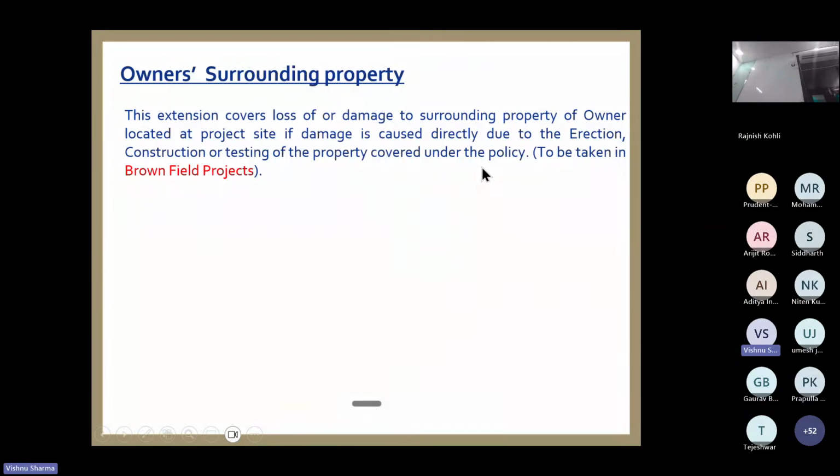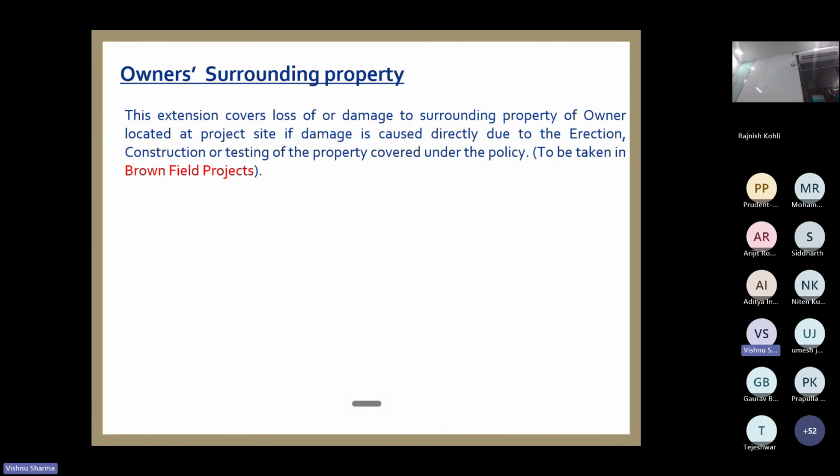So, if there is a loss to the owner's property, principal's property, which is there at the construction site already, some existing factory, this is given in case of brownfield project. There are two kinds of projects, one is greenfield and another is brownfield. Greenfield means they are starting from scratch, nothing is there on the project site. There it is not needed because there is no existing property. But in case of brownfield, one project is already running and he is going for capacity enhancement.